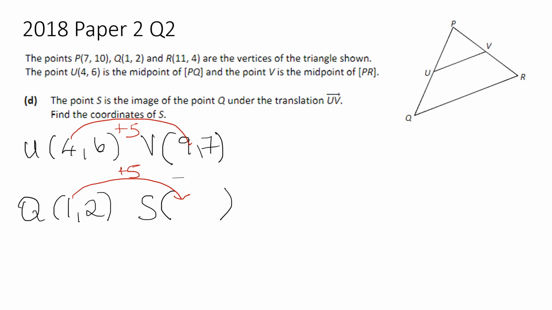So that's going to give you 6. And then if we look at 6 to 7, that's adding 1, so we're going to add 1 here as well. When we do 2 add 1, we get 3. So that's (6, 3). That's the answer that you're looking for. And you know it's a translation or movement because of the symbol above UV.